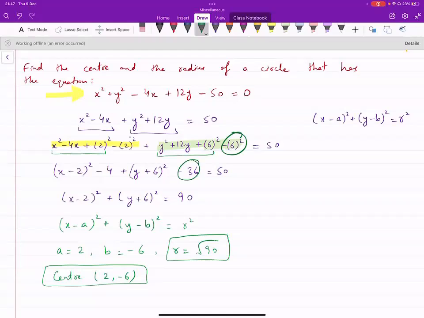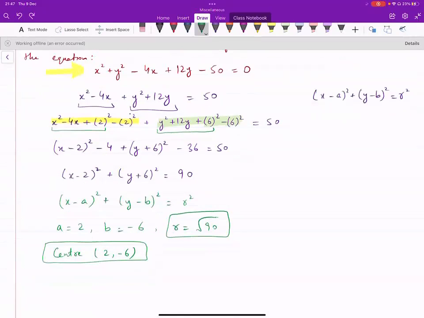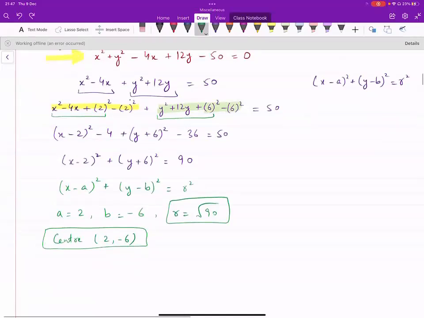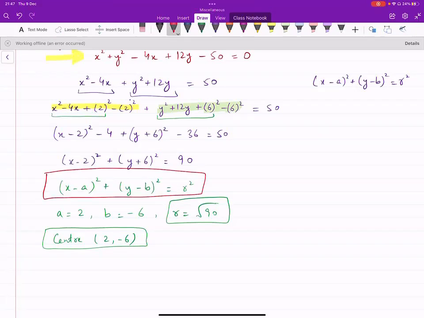Now you take all the constants to the right side. So minus 4 or minus 36 का right side पे ले गए. So you get 50 plus 36 plus 4, which gives you 90 here. Now this is the standard form of the equation of a circle. You've got perfect square on the left side. You compare it with the standard form, x minus a whole square plus y minus b whole square. उसके साथ आपने compare किया.